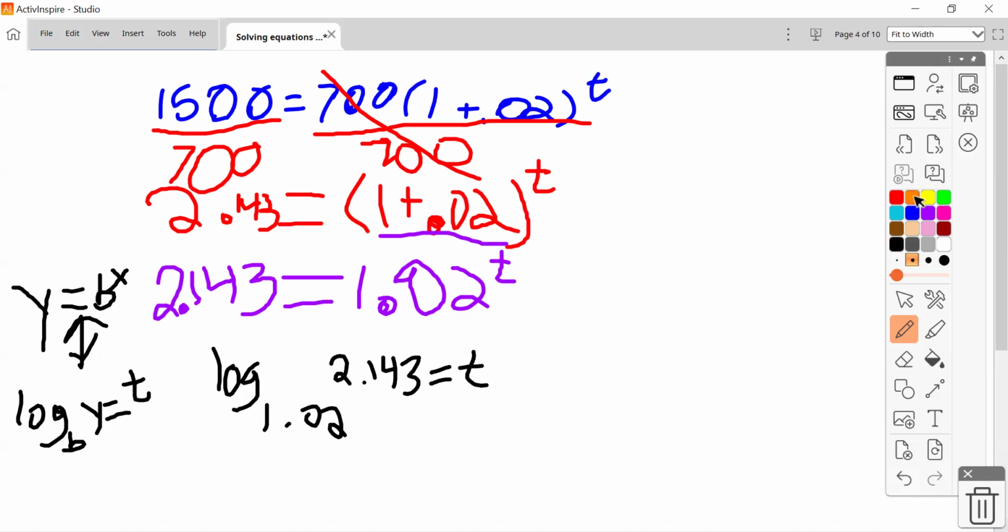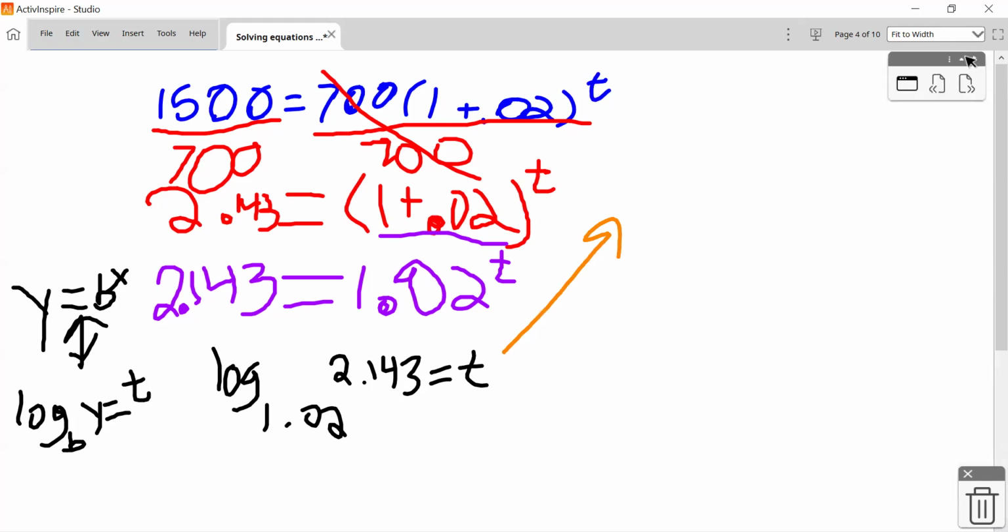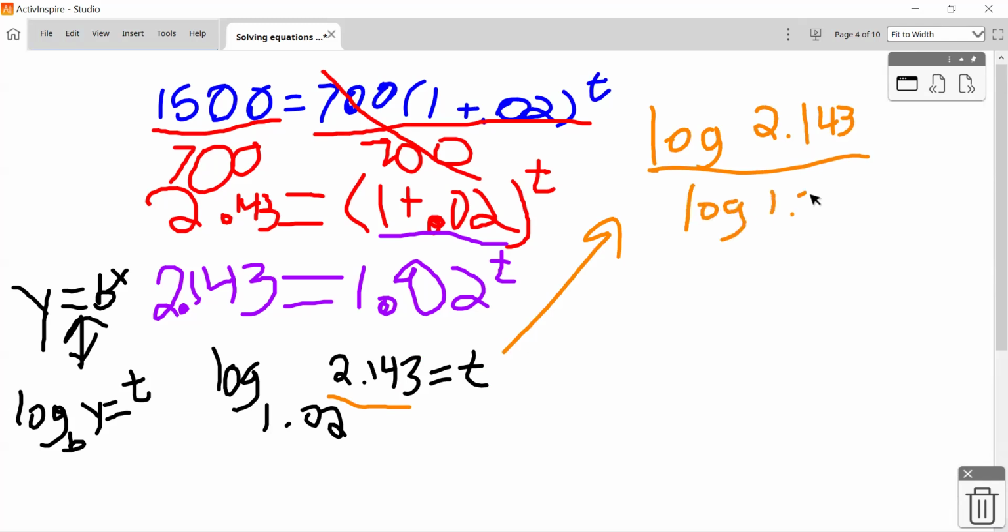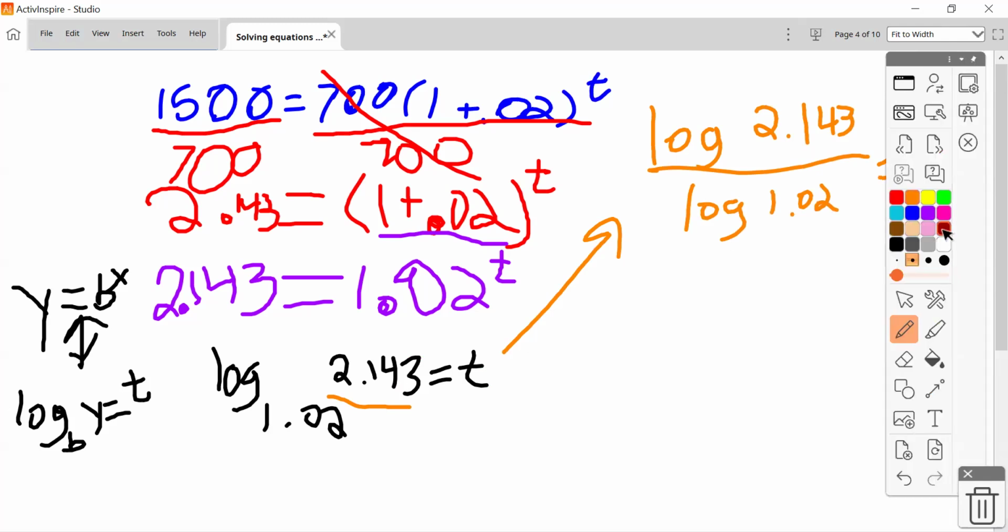All right. So now I've turned it into a log, and now what I'm going to do is use the change of base formula. The regular size number goes in the numerator, 2.143. I promise that's a 3. The base goes in the denominator.